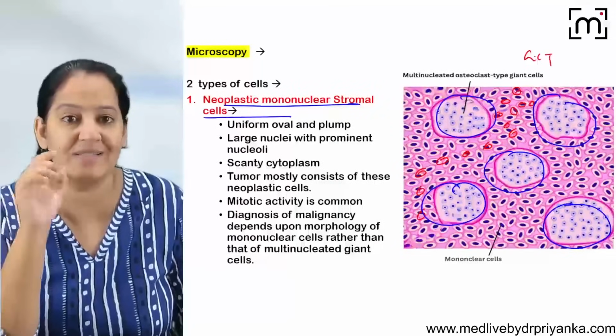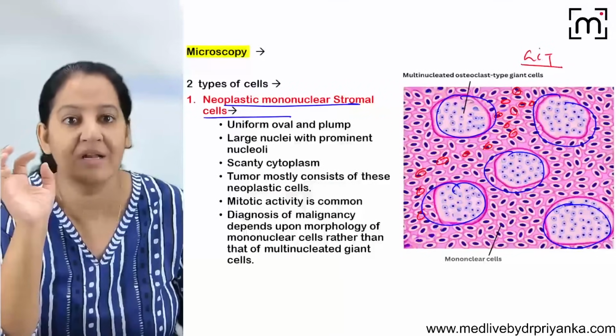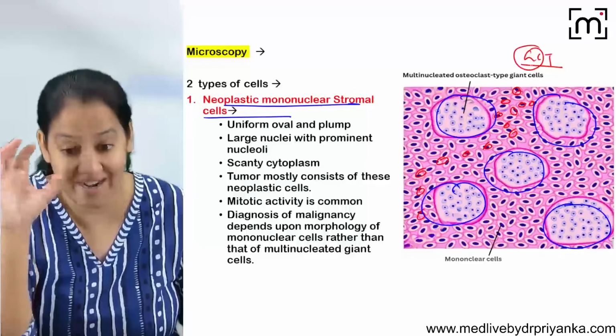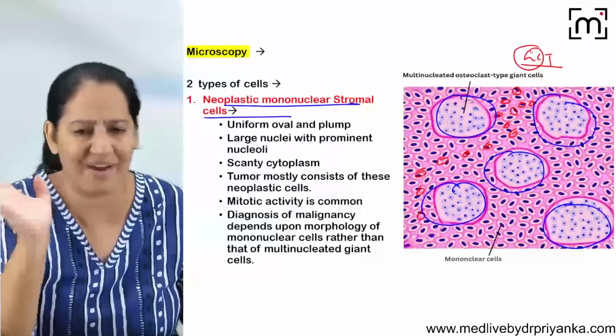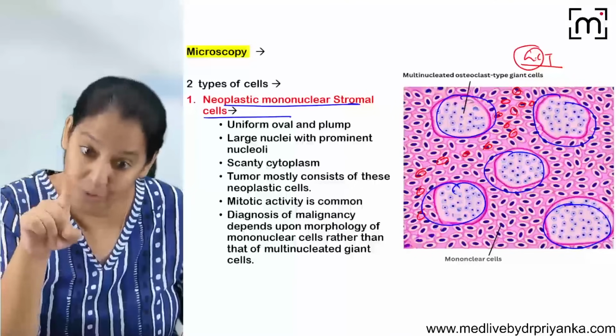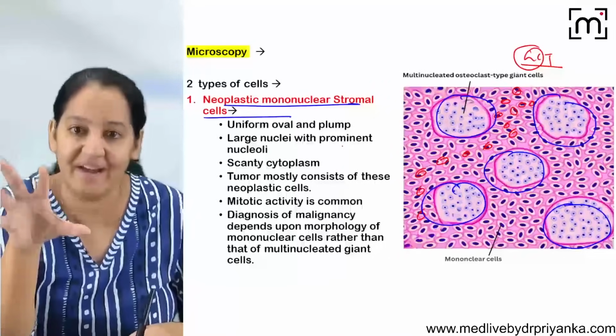So usually students think that in giant cell tumor, the giant cells are the culprit, that the giant cells are the tumor cells. No. Giant cells are not tumor cells here. The mononuclear stromal cells are the culprit. They are the tumor cells.